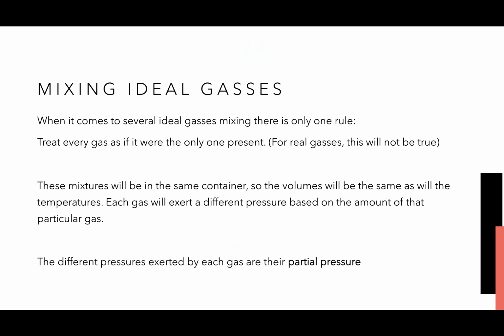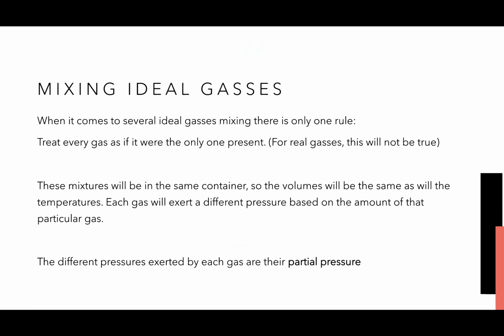Now, when it comes to our ideal gases, when we mix them together, there's only going to be one rule for an ideal gas: treat every gas as if it's the only one present. For real gases, this is not going to be true, because for ideal gases we're assuming that there is zero interaction between all the different gases. That's what makes them ideal or perfect gases. And real gases, not true.